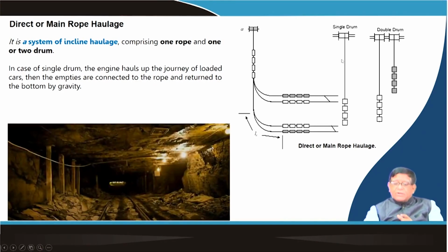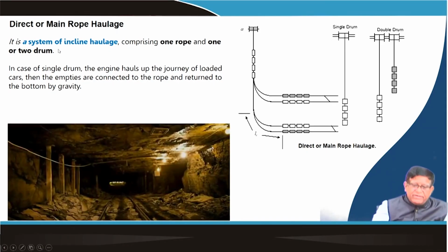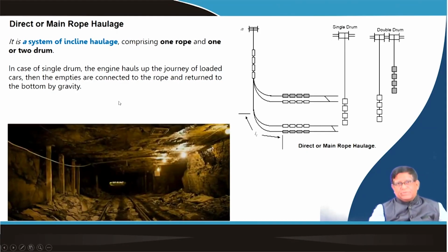And there could be 2 drums, one for when the loaded cars are coming up, the other for when your empties are going down. By that we are doing a balancing, so that the motor power required will be reduced, using the power of the empties going down to partially provide the power required for pulling up. That is why it is called direct main rope haulage.